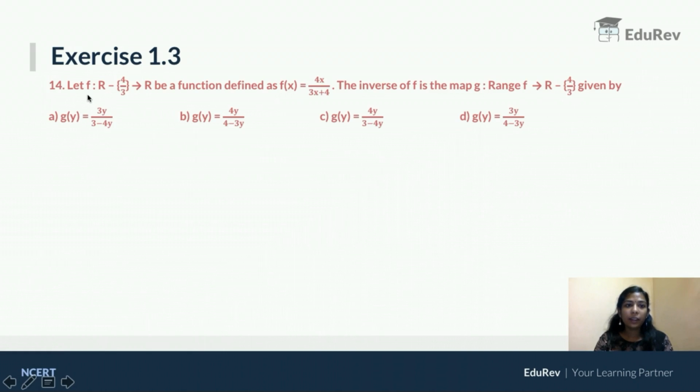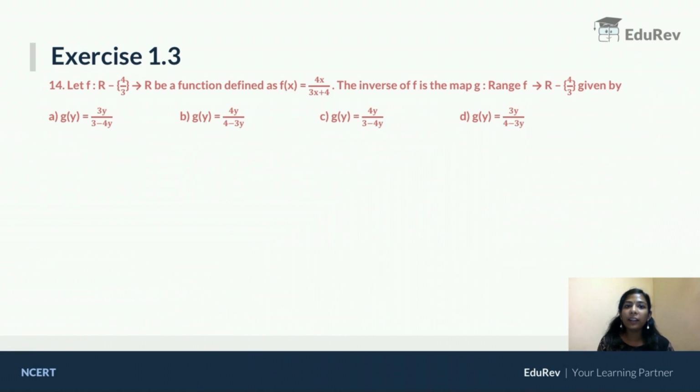Let f be a function from all real numbers excluding 4 by 3 to real numbers, defined as f of x is equal to 4x by 3x plus 4. The inverse of f is the map G, from the range of f to all the real numbers excluding 4 by 3, given by... So in this question, they have told us G is the inverse of f. You need not check whether it is one-one or onto. You are only supposed to find the value of it.